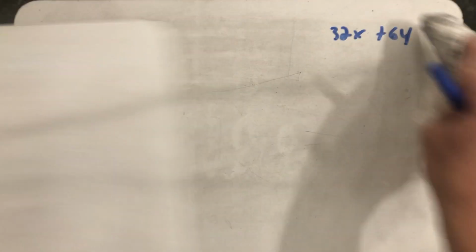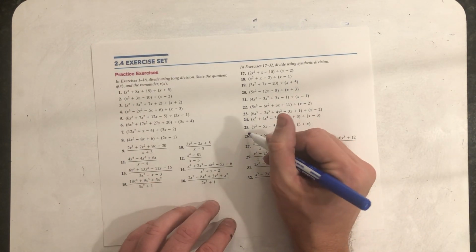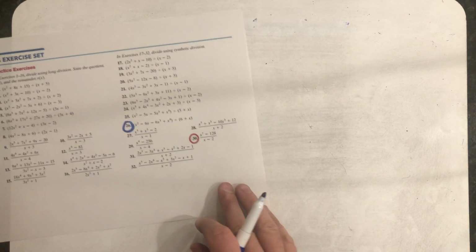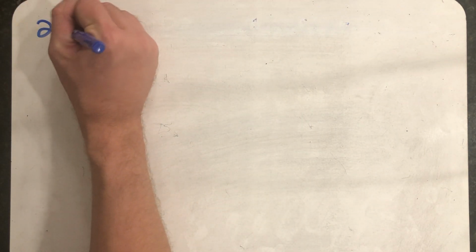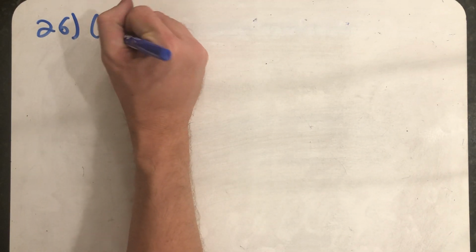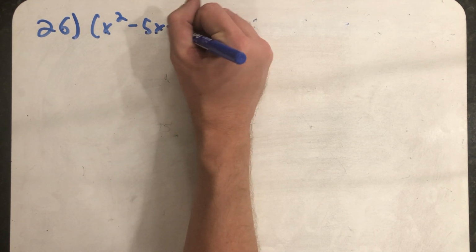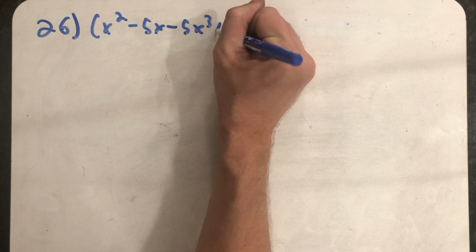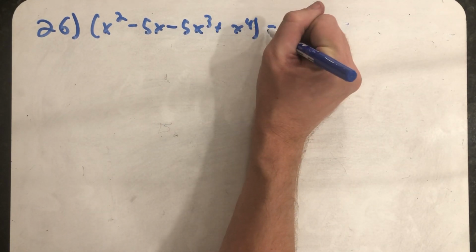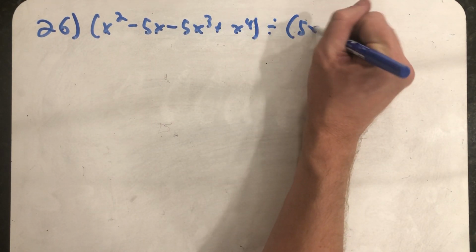Let's do one more synthetic division problem. I hadn't planned to do one more, but now I'm just kind of feeling like we should. So let's go back up here and do number 26. Number 26 wants me to divide x squared minus 5x minus 5x cubed plus x to the 4th by 5 plus x.